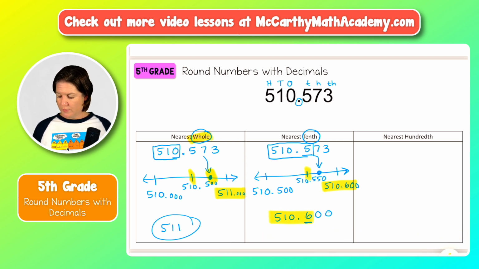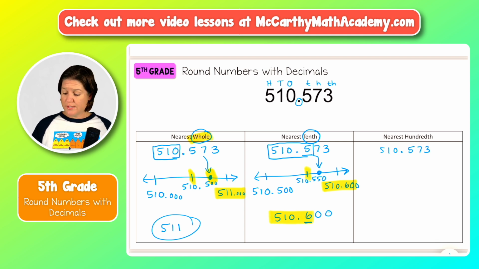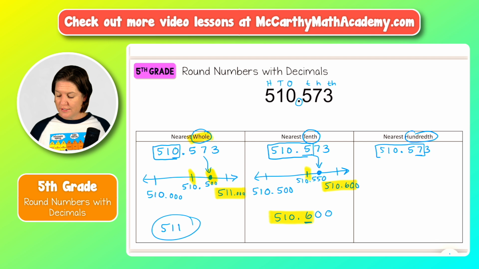Okay, let's try one more with rounding to the nearest hundredth. So again, write down your number. Okay, the directions say to round to a specific place. Cool. So find and underline the place they gave you, which is the digit 7. Draw a box around that digit and all the other digits before it.